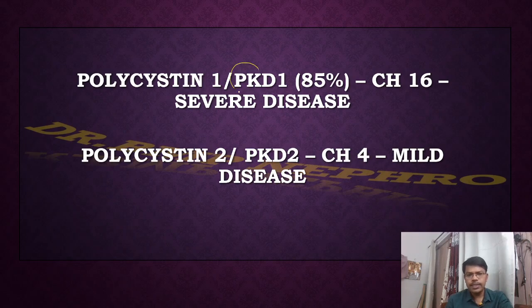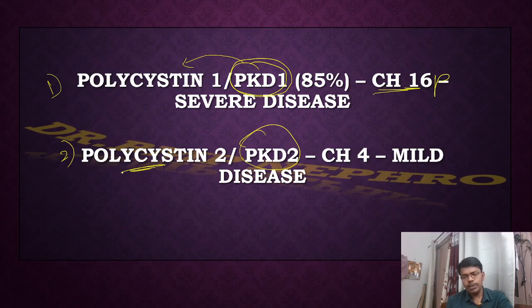The gene involved is the PKD1 gene, located on chromosome 16p, and this encodes the protein called polycystin 1. These are the two genes involved in the genetic cause. PKD2 is the gene, polycystin 2 is the protein involved, and it is located on chromosome 4q. In the MCQ, they might ask this.